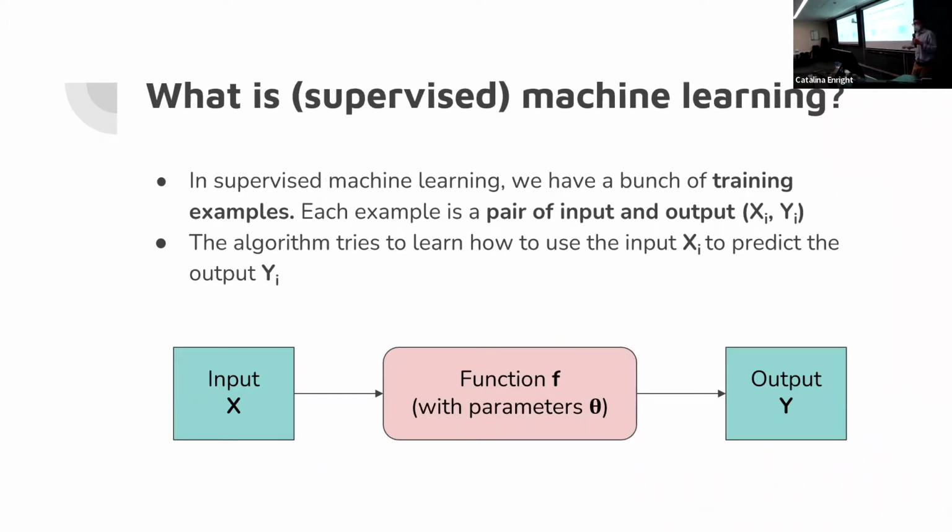Okay, so in the supervised machine learning setting, we have a bunch of training examples. Each example is a pair of an input and an output. Basically, the algorithm is trying to learn how to use the inputs to predict the output. So you have the input here, and then the function f is trying to take an input and predict what the output should be.